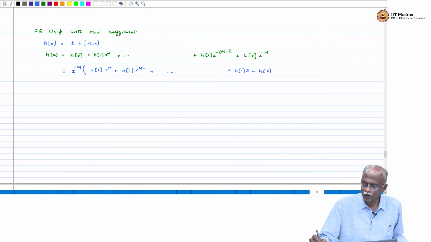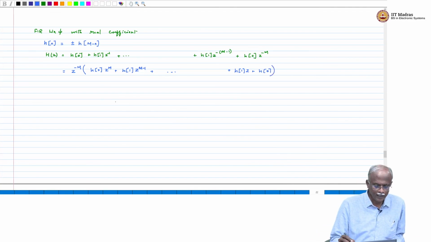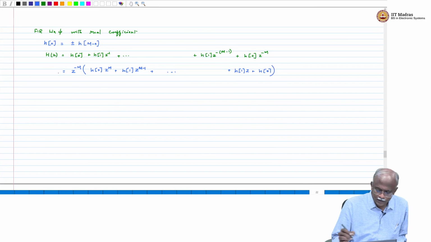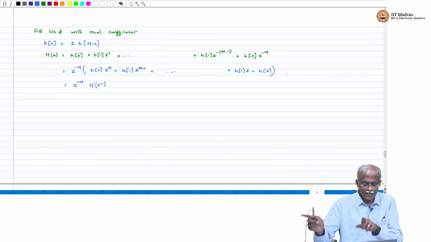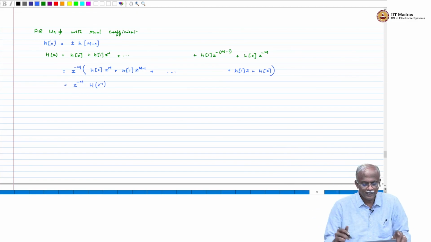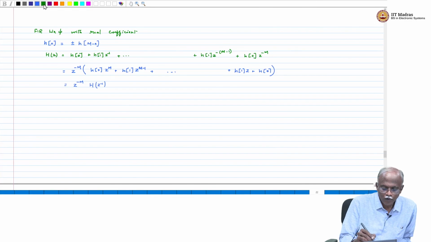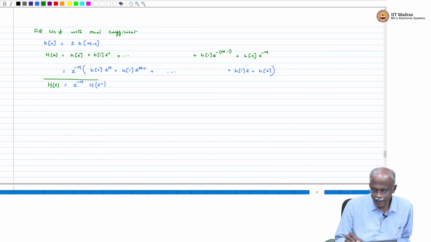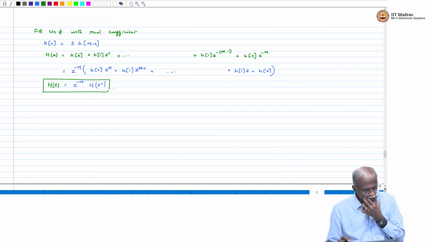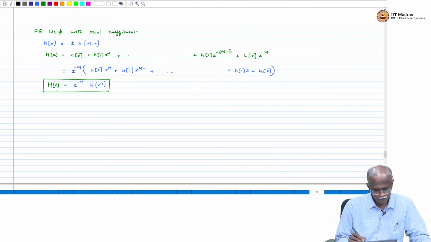Okay, now look at the two expressions that we have. This is nothing but z power minus M H of z inverse, because what is inside the bracket is the same as H of z, but with z replaced by z inverse. So what we have for an FIR linear phase is a very important property which says that H of z will be equal to z power minus M H of z inverse. So this symmetry property is present.